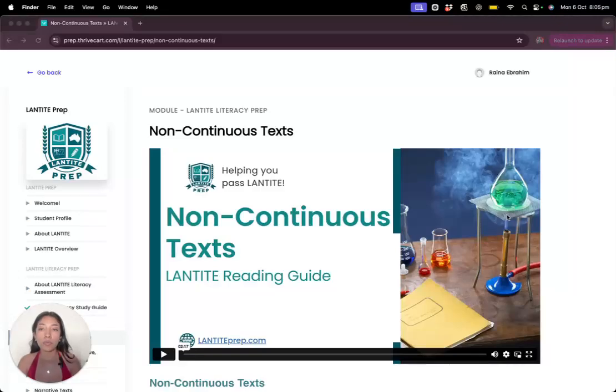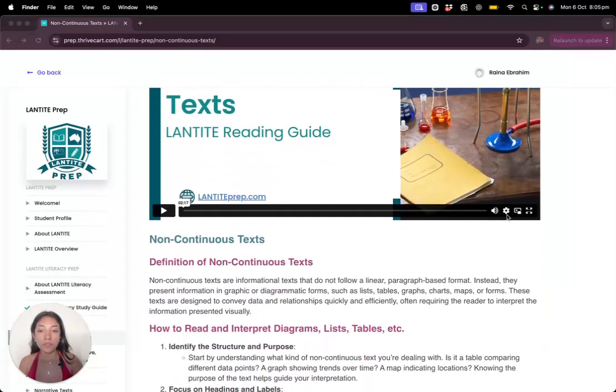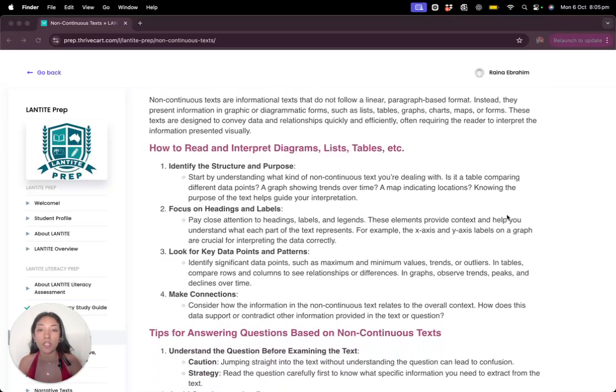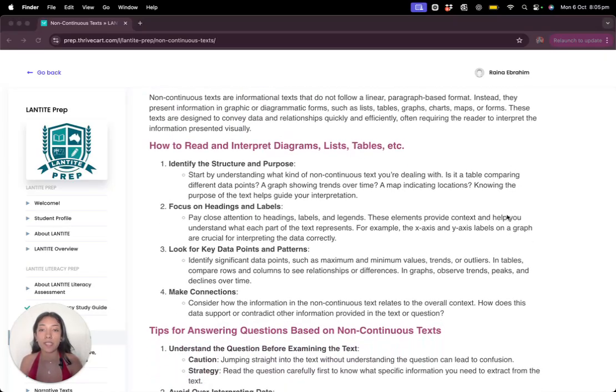Okay, now we're going to review the non-continuous text section. Non-continuous texts are informational texts that do not follow a linear, paragraph-based format. Instead, they present information in graphic or diagrammatic forms, such as lists, tables, graphs, charts, maps, or forms. These texts are designed to convey data and relationships quickly and efficiently, often requiring the reader to interpret the information presented visually. So, how to read and interpret diagrams, lists, tables, etc.